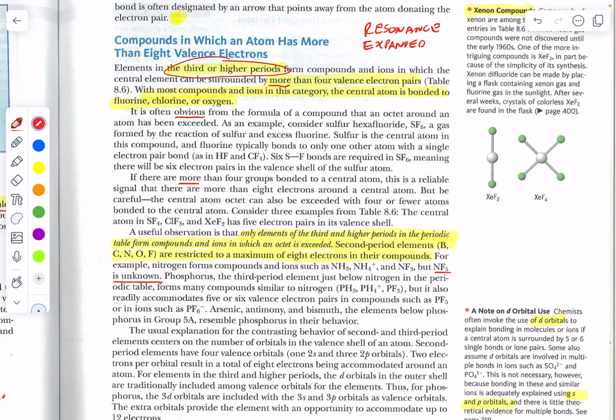That's when you're going to find more than 4 valence electrons. And usually, almost all the time, your central atom is bonded to a fluorine, chlorine, or oxygen, which are 3 of your most highly electronegative elements on the periodic table. So oftentimes it should be obvious from the formula of a compound that you're going to exceed the octet rule.